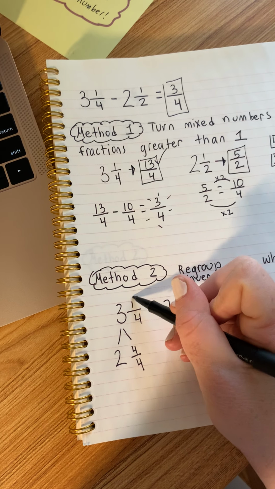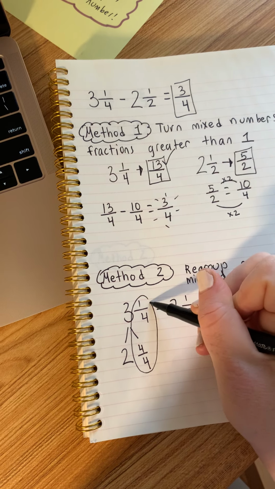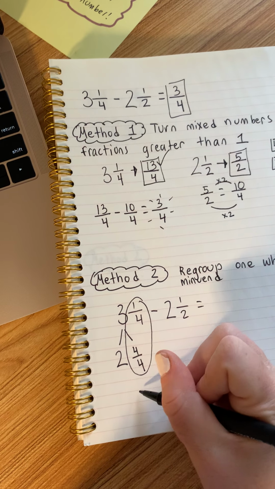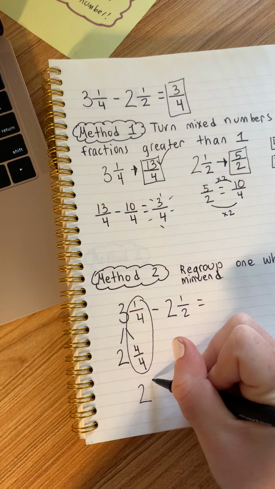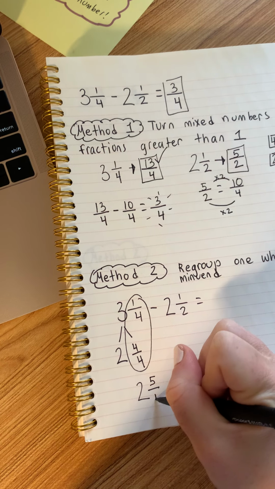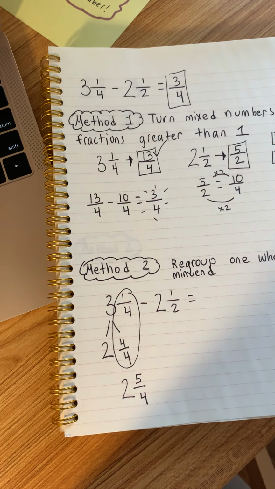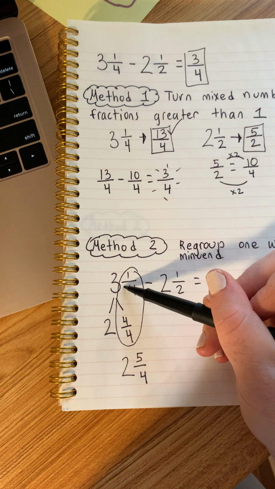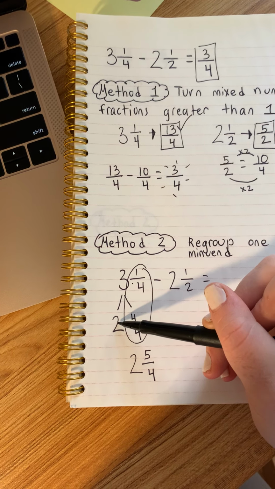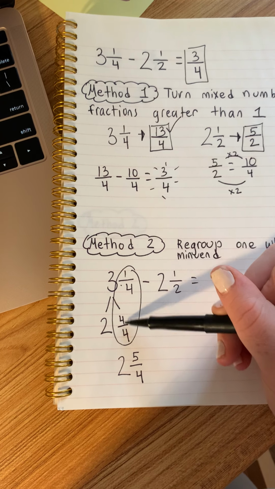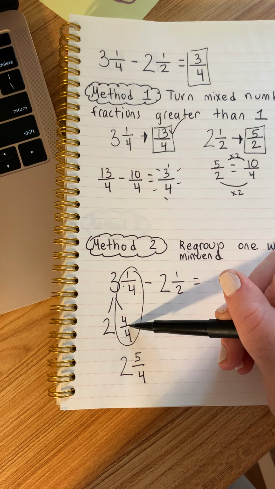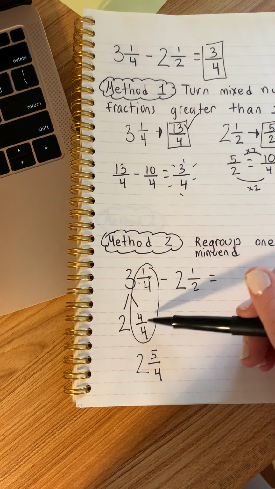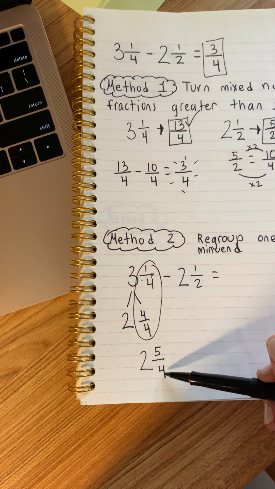I'm writing it as fourths because my fraction that's part of the mixed number is in fourths. So then I can combine the fourths that I have, and I can rewrite 3 1/4 as 2 5/4. Let me just review how I did that. I took one whole away from 3, so I get 2. And I rewrote my one whole as 4/4. I chose fourths because my fraction here is in fourths. I combined it to make 5/4.